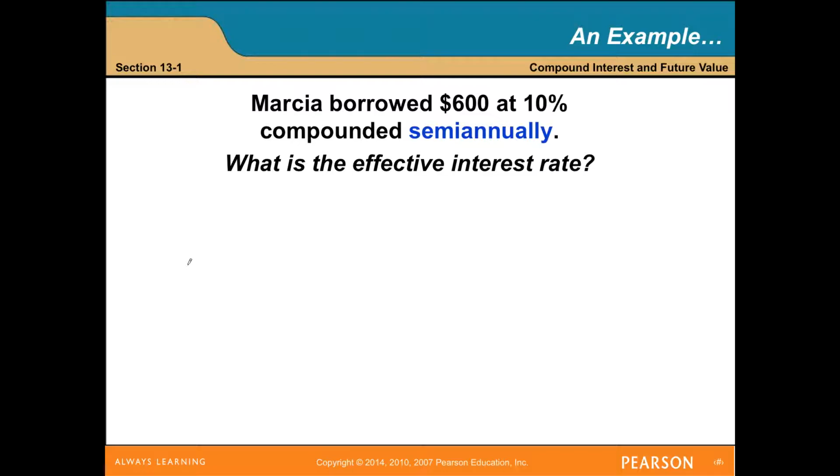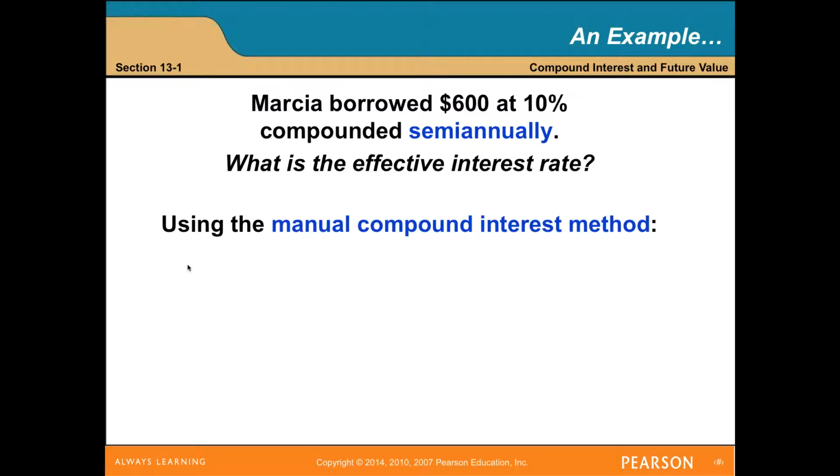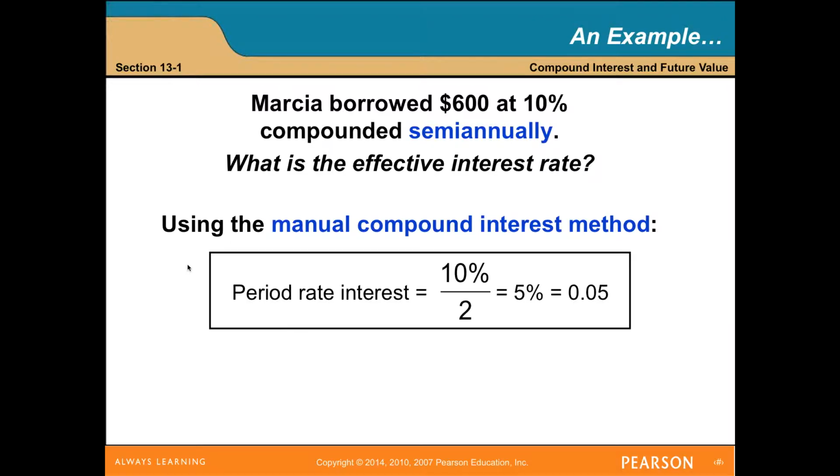So for example, Marcia borrowed $600 at 10% compounded semi-annually. At 10% compounded semi-annually, what's the effective interest rate? Using the manual compound interest method, you would take 10%, which is given, over 2, because it's semi-annually, which equals 5%. So we know that it's 0.05, or 5%.